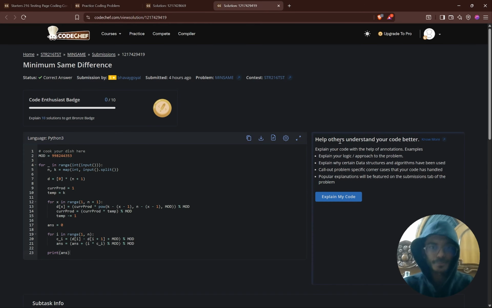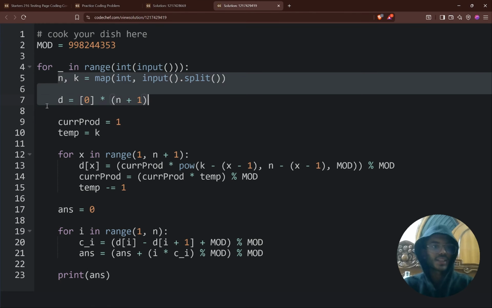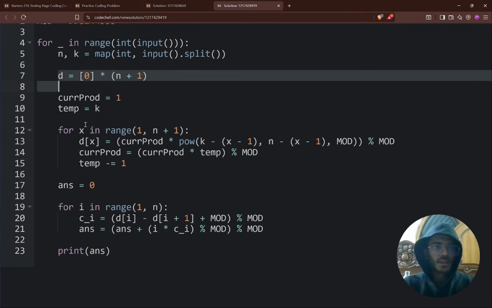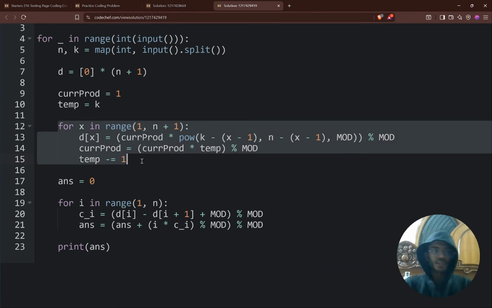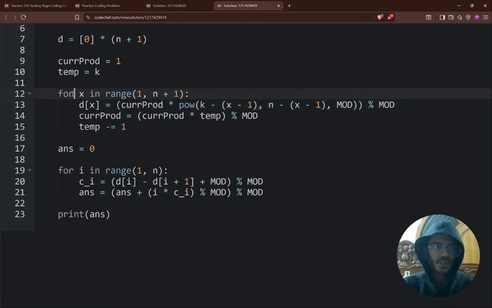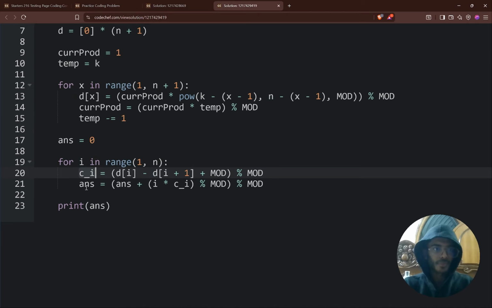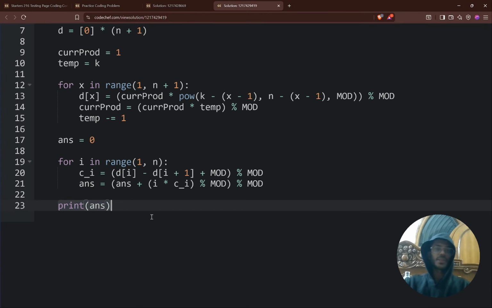Now let's see the solution in Python. We run a loop for all the test cases. We take in the input of n, k, and we define the list d. Over here, we calculate d of i for every variable. So this is the power thing, that is k minus x minus 1 raised to the power n minus x minus 1. And we're just maintaining a current product. It would be initially 1, then k into k minus 1, then k into k minus 1 into k minus 2, and so on. This will simply calculate the current product and the powers. Then we'll calculate C of i, and using this C of i, we'll calculate our answer and simply print it. And that's pretty much the whole solution.